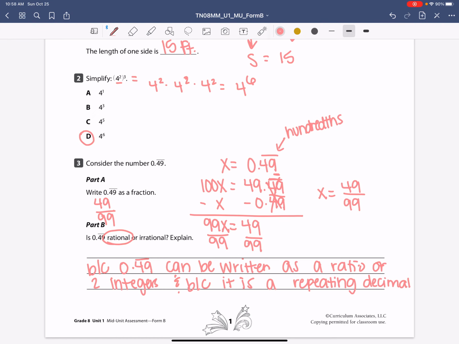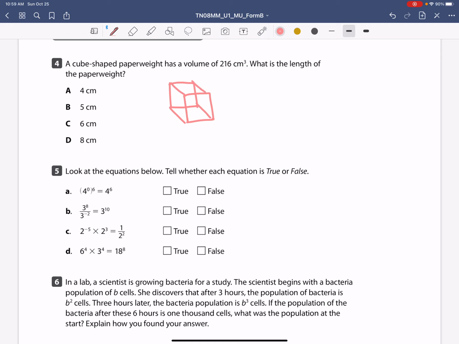All right, a cube-shaped paperweight has a volume of 216 cubic centimeters. What's the length of the paperweight? So we have this paperweight that's in the shape of a cube. Inside the cube, we have 216 cubic centimeters. So with a cube, the attributes of a cube are that all the sides are the same length. So we have side times side times side, similar to the square, but it's volume.